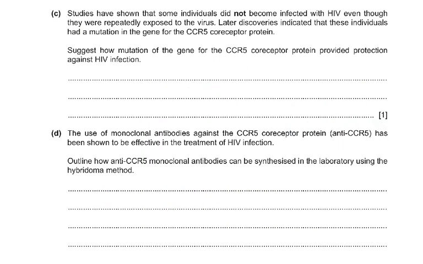Studies have shown that some individuals did not become infected with HIV even though they were repeatedly exposed to the virus. Later discoveries indicated that these individuals had a mutation in the gene for the CCR5 co-receptor protein. Suggest how mutation of the gene for the CCR5 co-receptor protein provided protection against HIV infection.